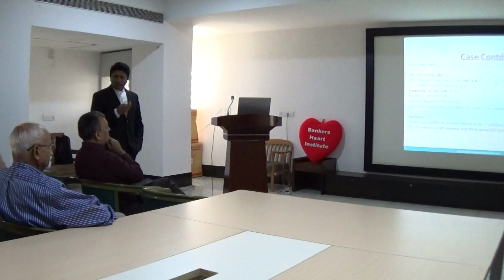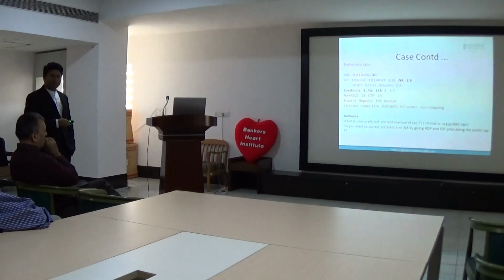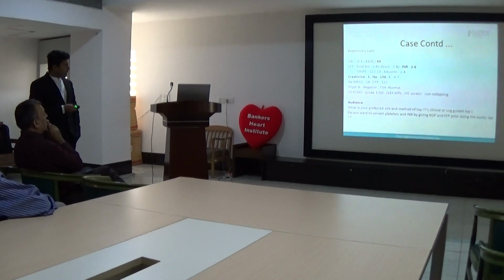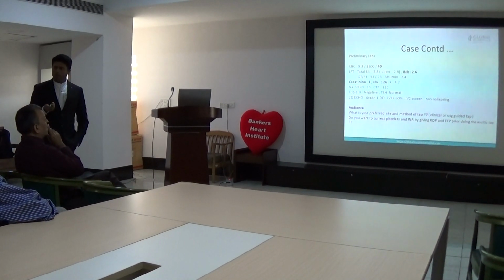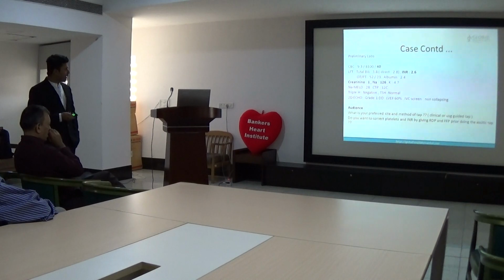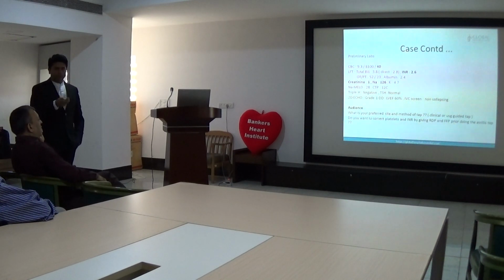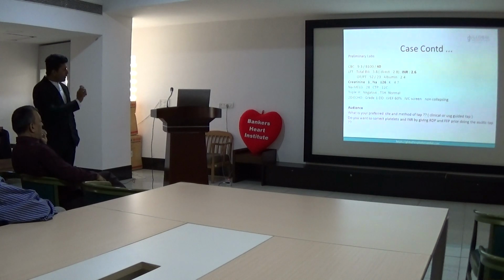He is HBsAg negative; baseline investigations were done to understand if he had any viral etiology. Thyroid is normal. Routine 2D echo we do to rule out any cardiac involvement: grade 1 diastolic dysfunction, ejection fraction 60. Of course, I have not given a detailed 2D echo description which you would want, but 2D echo is acceptable. IVC screen was non-collapsing. So, what is your preferred site and method of ascitic tap?